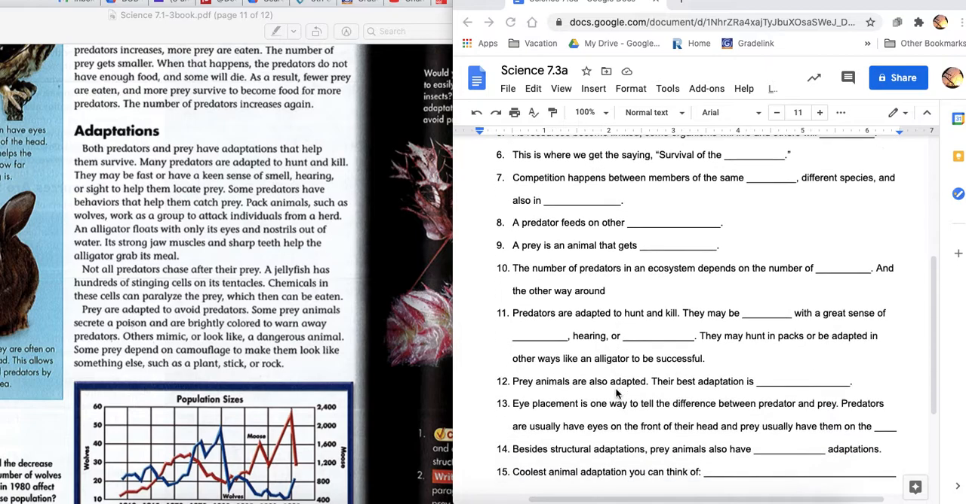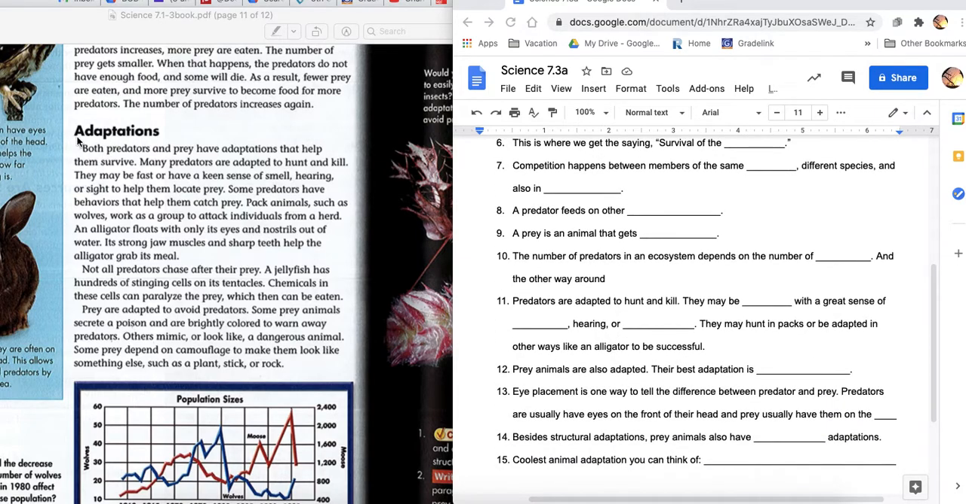Okay. Let's talk about the adaptation. Both predators and prey have adaptations to help them survive. Many predators are adapted to hunt and kill. They may be, number 11, fast. They may have a great sense of smell. They may have a great sense of hearing. They may have a great sense of sight, all used to help them locate prey.